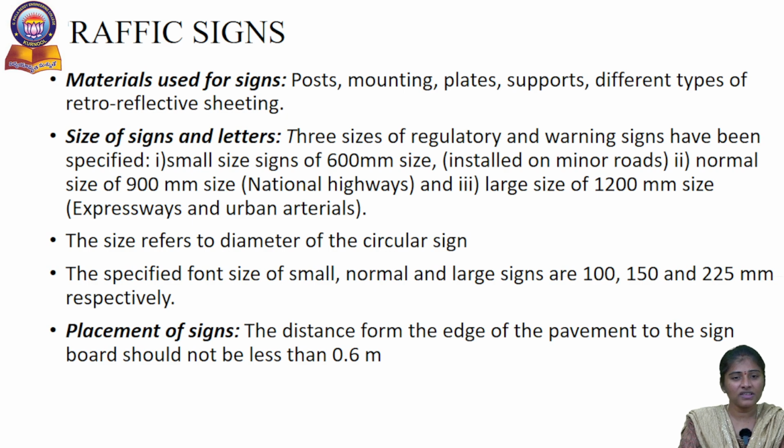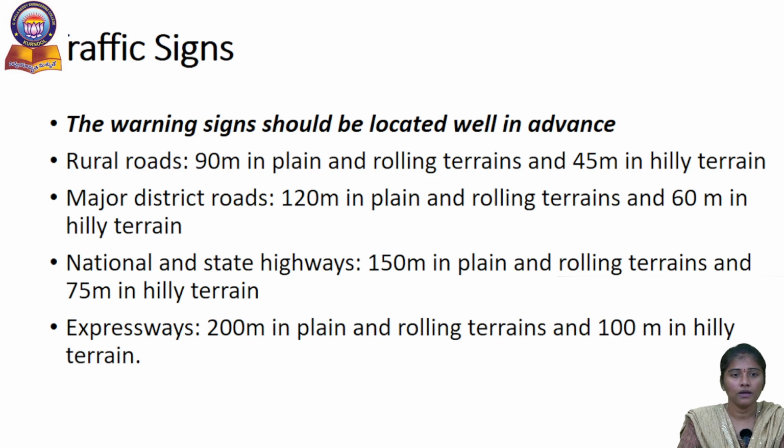So where do we place these signs? The distance from the edge of the pavement to the signboard should not be less than 0.6 meters. The warning sign should be located well in advance. When we consider rural areas, it is 90 meters in plain and rolling terrains and 45 meters in hilly terrain. That means we need to provide these warning signs 90 meters in advance in plain and rolling terrains, and 45 meters in advance in hilly terrain.